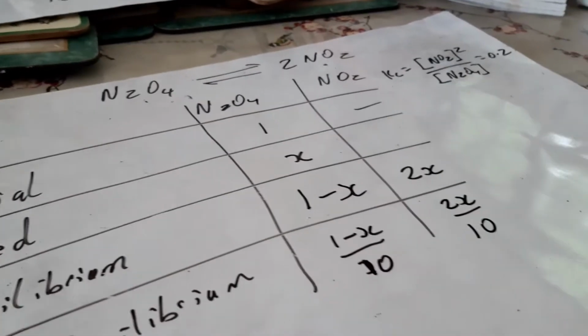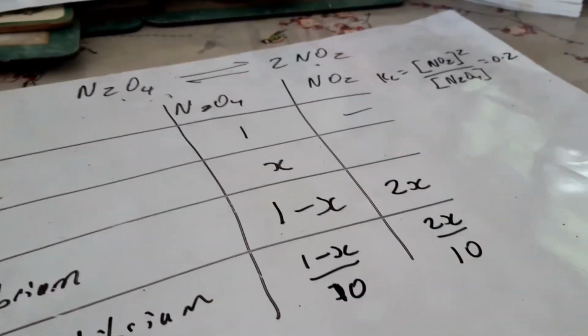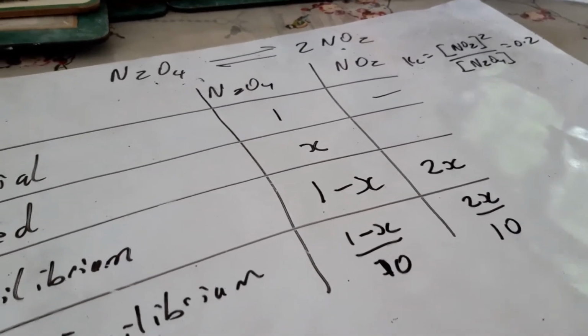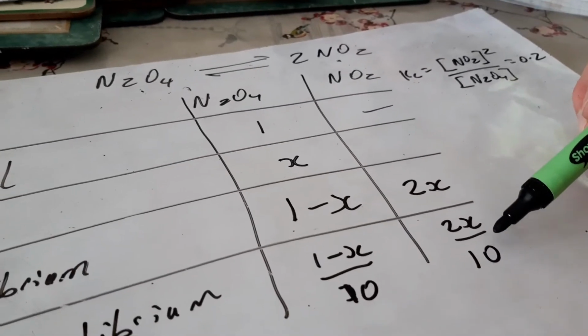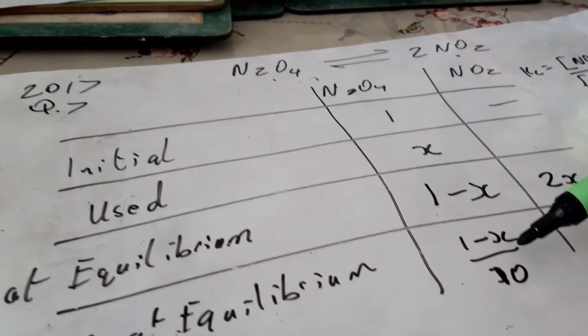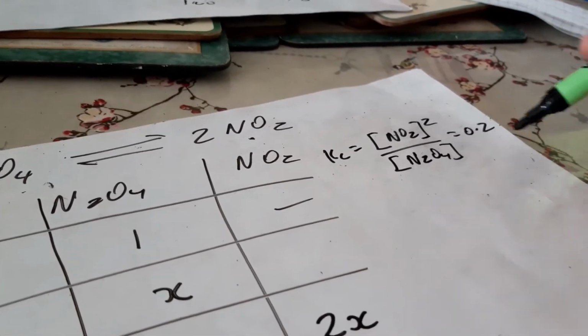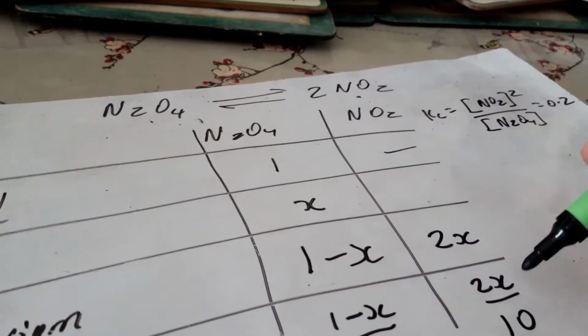So I've done that there. Can you see that? 1 minus x divided by 10, and then 2x divided by 10 there. All right. So this is my concentration at equilibrium of NO2. This is my concentration at equilibrium of N2O4. And basically now what I'm doing is maths. Okay. I'm plugging these values into here and solving for x. Okay. So the chemistry bit is done. We're now doing the maths.